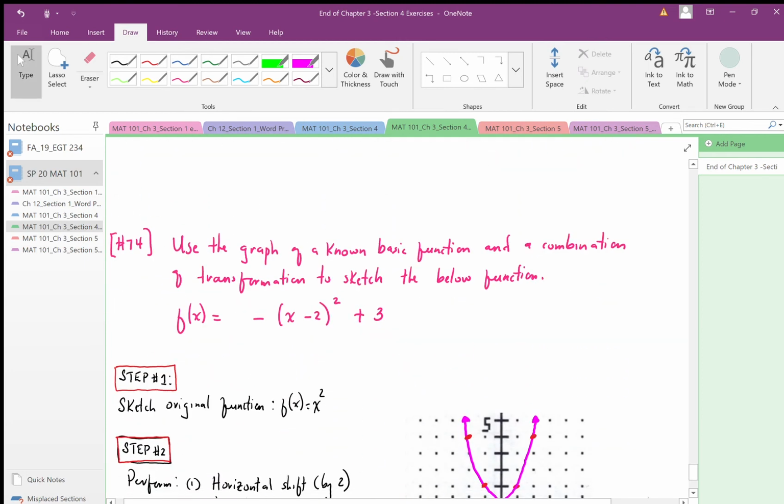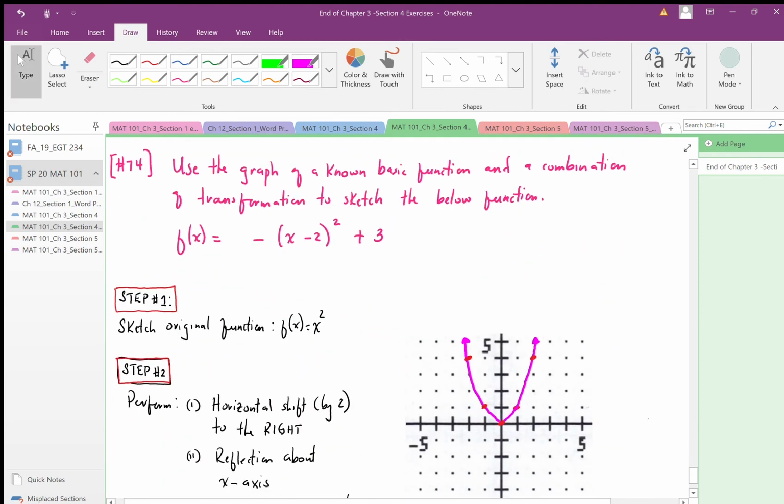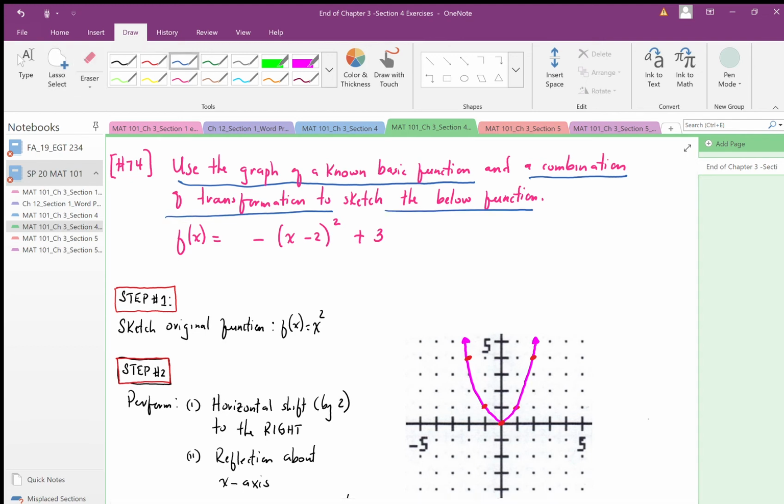Our last problem here is they want us to use the graph of a known basic function and utilize a combination of transformations to sketch the function. So if you look very carefully with this particular function, there's a few things going on. So typically start here, and by this being to a 2, this typically tells you and I it's going to be a parabola. It's going to look something like this.